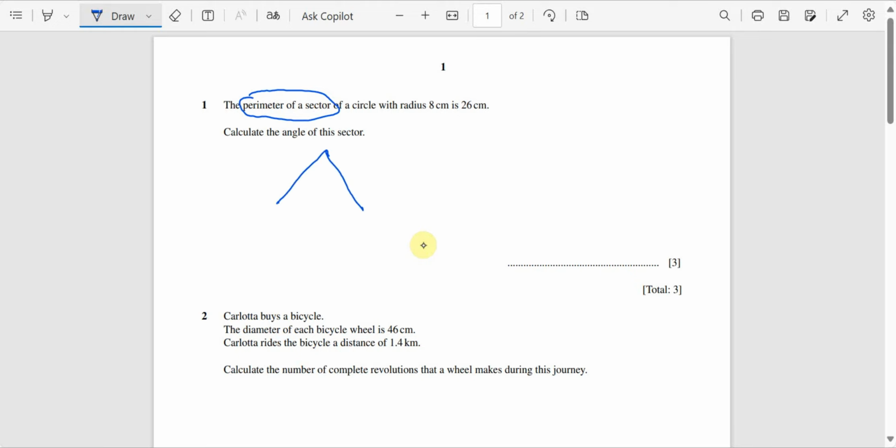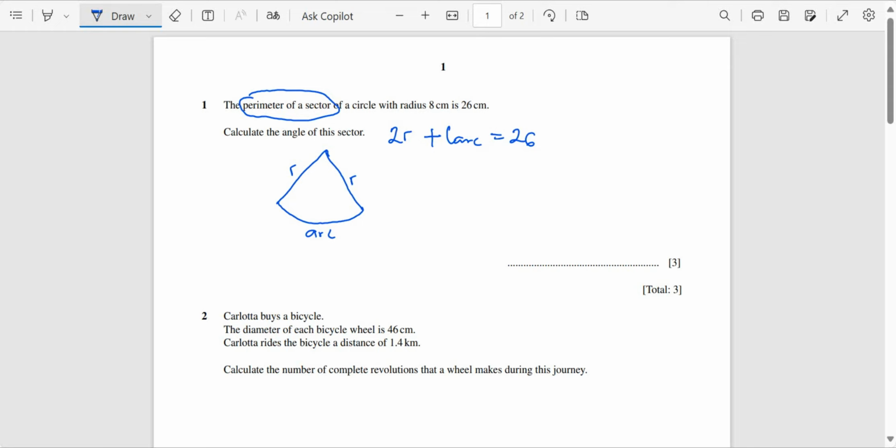So I have this as my sector. This is the radius, and this is the arc. So how do we find the perimeter of a sector? Remember, perimeter is the distance round a shape. So for this particular shape, we have two radii and an arc. So the perimeter would be the sum of the radii plus the length of the arc. And that is 26 centimeters according to the question.